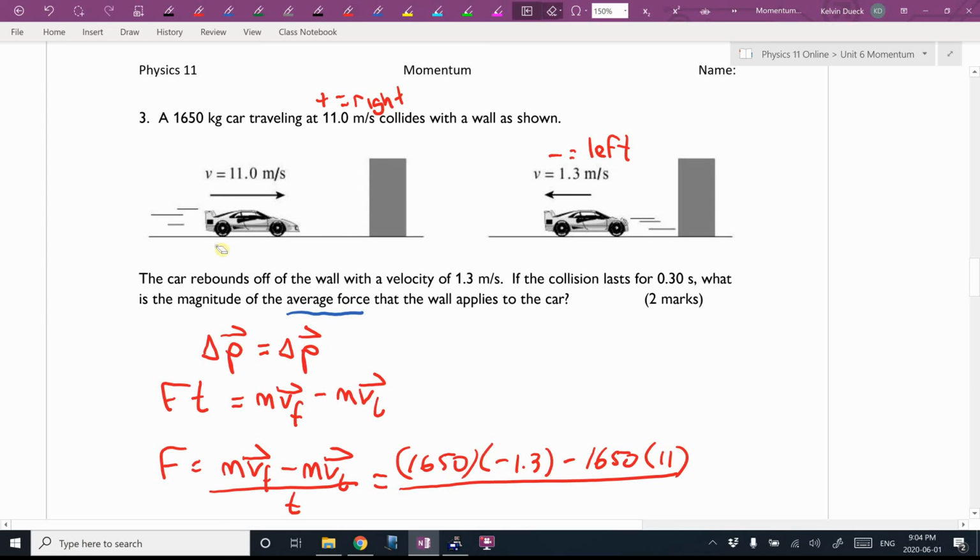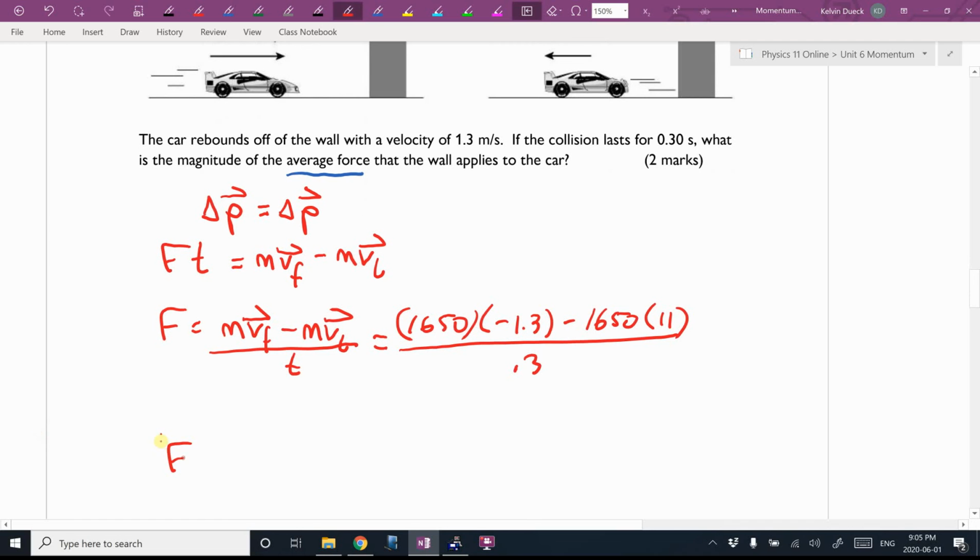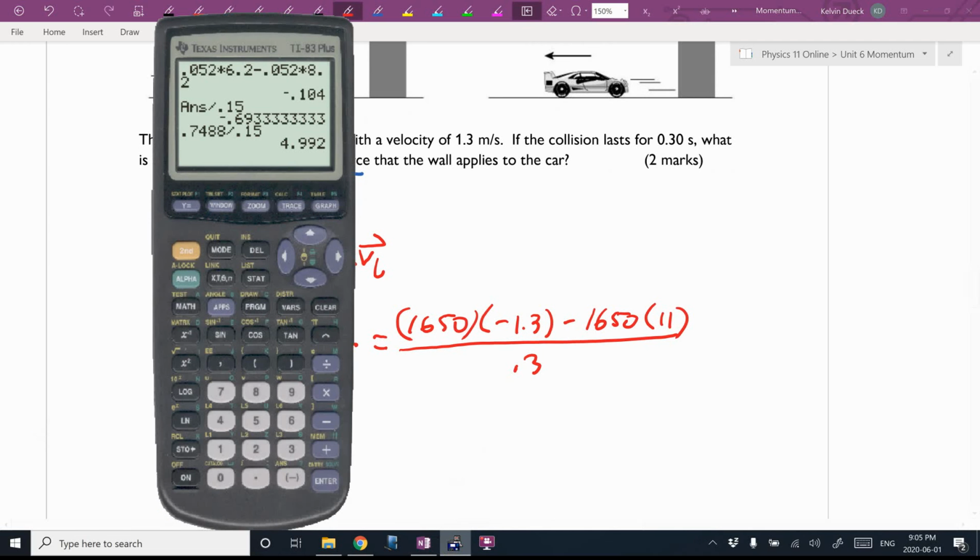I'm going to get a negative answer, and I should, because the change in momentum is definitely to the left, and the force is definitely to the left because the wall is bringing this car to a stop and then pushing it back in the opposite direction. The time is 0.3 seconds. Bracket 1650 times negative 1.3 minus 1650 times 11 divided by 0.3.